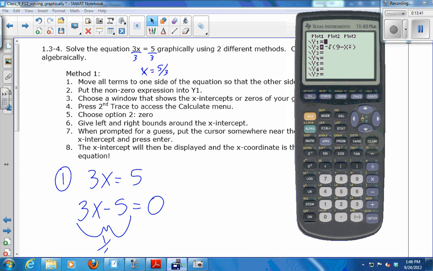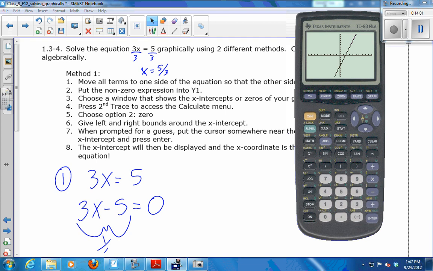So we'll go to y equals, clear everything out. I'm going to graph 3x minus 5. And I'll start with a standard window, zoom 6. And the x-intercept of that graph is the solution to my equation.